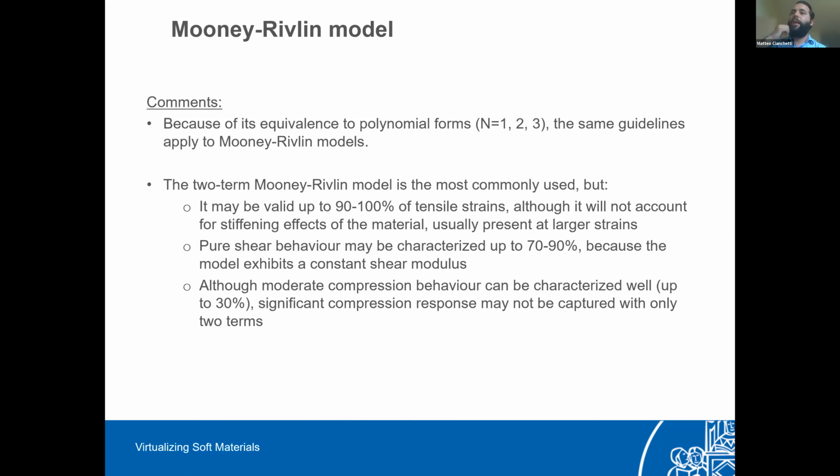Some comments. Actually, they are the same that we saw for the polynomial form, since they are very much related to it. Some specific comments about the 2-term Mooney-Rivlin model is that it is valid up to 90-100% of tensile strains, although it is not able to catch very accurately the stiffening effect. It is good to characterize the shear, but only up to 70-90%. And the compression behavior is not very accurate because it is only up to 30%.